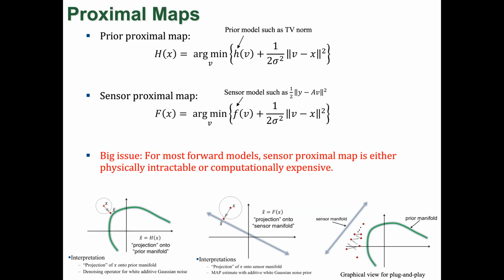We have just seen that in plug-and-play, we can replace the prior proximal map with any Gaussian denoisers. However, we still need to compute the sensor proximal map. This creates a problem because for most forward models, sensor proximal map is either physically intractable or computationally expensive.